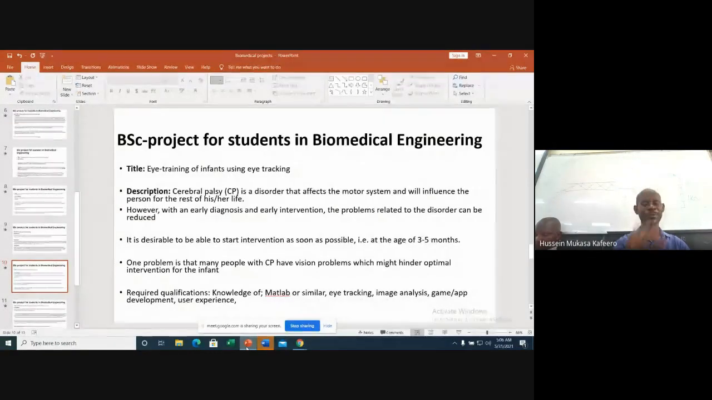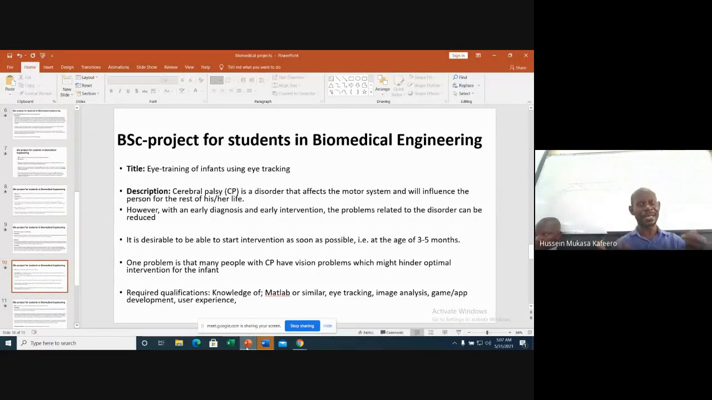Then there's this concern here: eye training of infants using eye tracking. Somebody may have this condition called cerebral palsy. It is a disorder that occurs in children. Somebody is born with abnormalities that can prevent development because of too many abnormalities within the brain. But you can diagnose it using the eye movement of the baby. Are we there? You can design a sensor that can determine the eye movement of the what? Of the baby during early life.